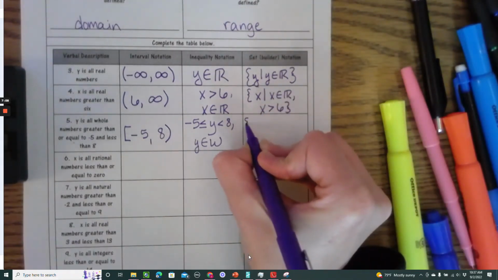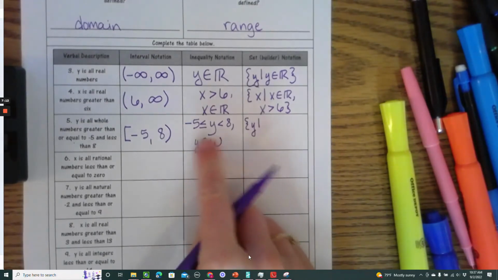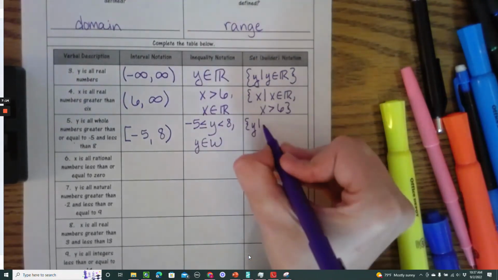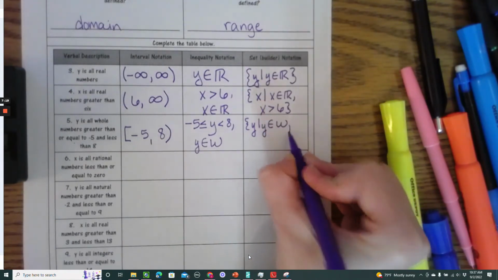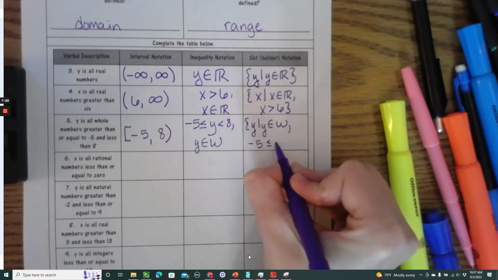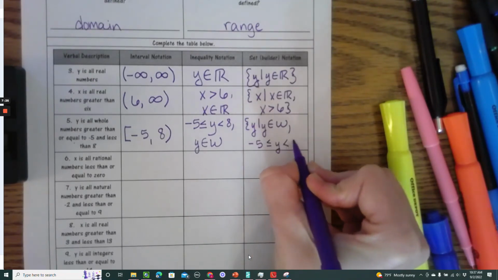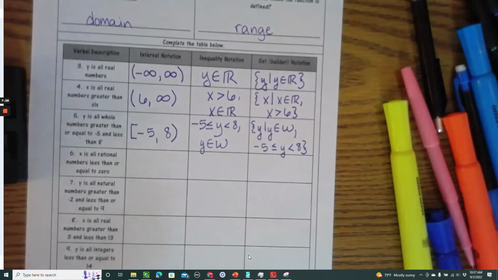All right, so set notation. Y, vertical line. This part comes first, defining the set. Y is a member of the set of whole numbers where -5 less than or equal to y less than 8. And then we close it off.